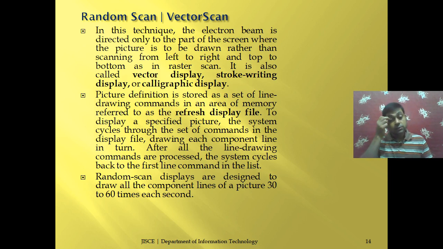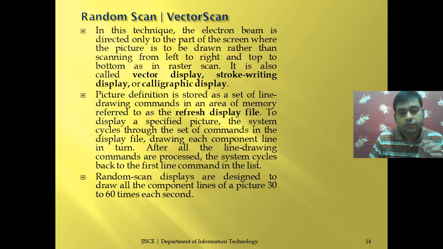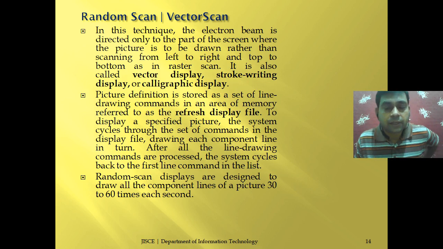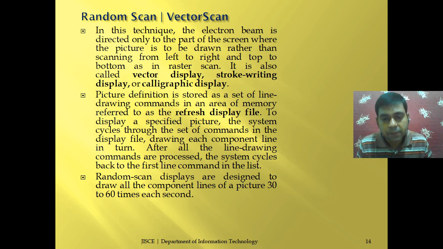It is not scanning the entire screen pixel by pixel or horizontally, but it only affects those particular pixel points where the drawing or the display image is there. So random scan displays are designed to draw all the component lines of a picture 30 to 60 times each second.